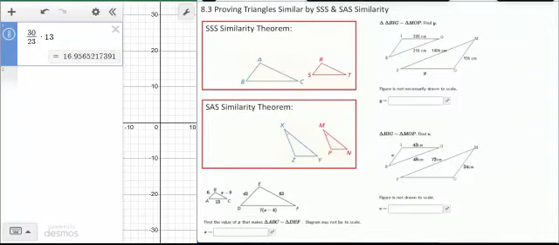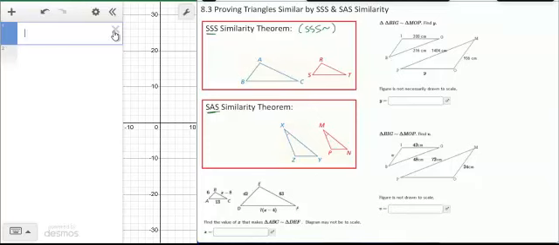8.3 is going to introduce the remaining two similarity patterns for triangles, and that is SSS and SAS. So the SSS similarity pattern is that if all three sides of two triangles are proportional, then the triangles themselves are similar. Okay, so two triangles are similar if all three pairs of sides have the same ratio or are proportional.